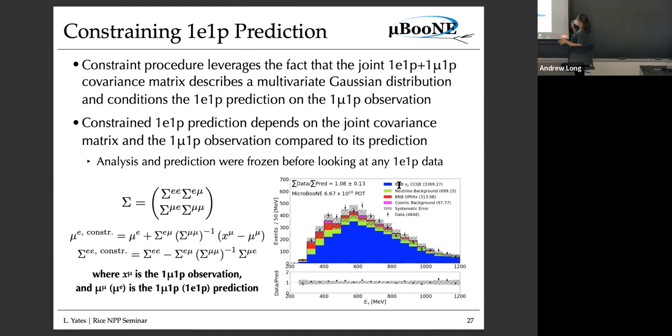Mathematically, it's just a little bit of linear algebra. Multivariate statistics: if you had a favorite multivariable statistics textbook, you could open it up and find a formula something like this that tells you how to condition a part of a multivariate Gaussian distribution based on the other part of that multivariate Gaussian distribution. And that's basically what we're doing with our nu_e and our nu_mu. So the constrained nu_e prediction at its base depends on that joint covariance matrix and how the nu_mu data compares to the nu_mu prediction.